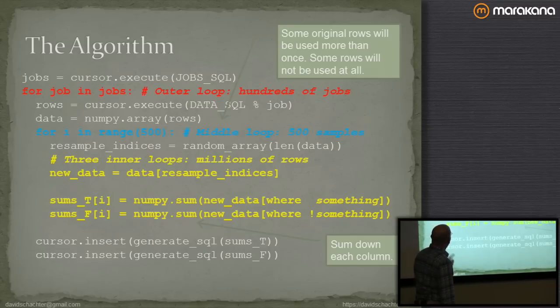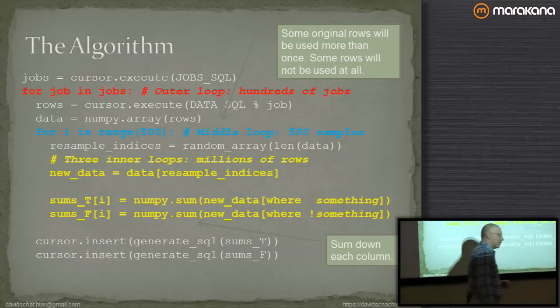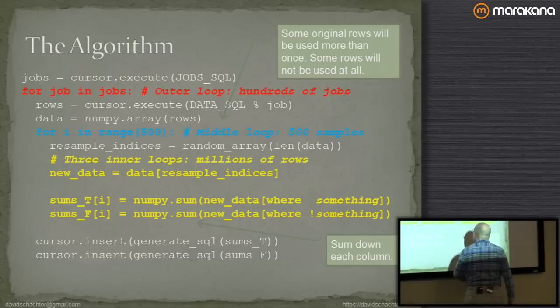Then phase 2 is the blue loop, and that's analyze the data. And phase 3 are these two lines here at the bottom, where we write the results back to the database. Not terribly complicated.